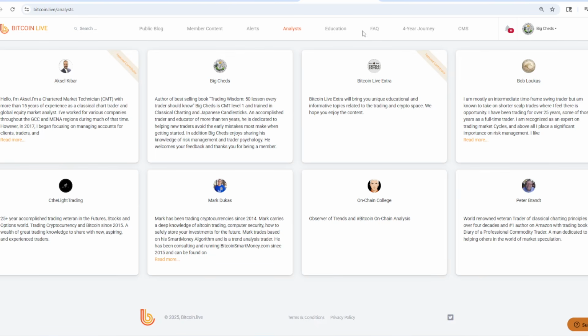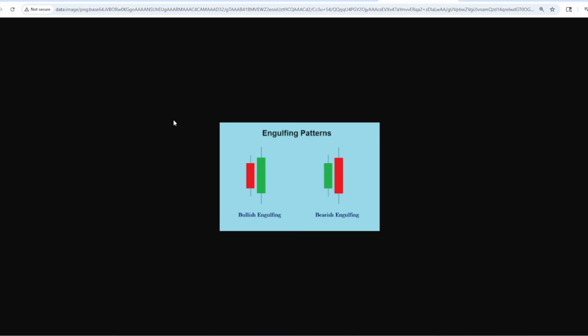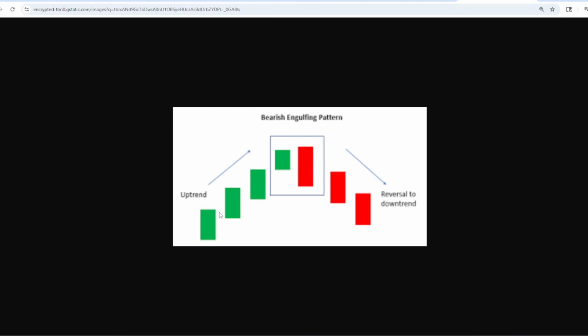For today's lesson, we're going to talk about the engulfing patterns, bearish engulfing and bullish engulfing. Here's an example of both. Here's another picture. And this shows you that it's better to have this in a trend. So you have a move up and then you have an engulfing pattern showing it's a reversal. So this is a reversal pattern.